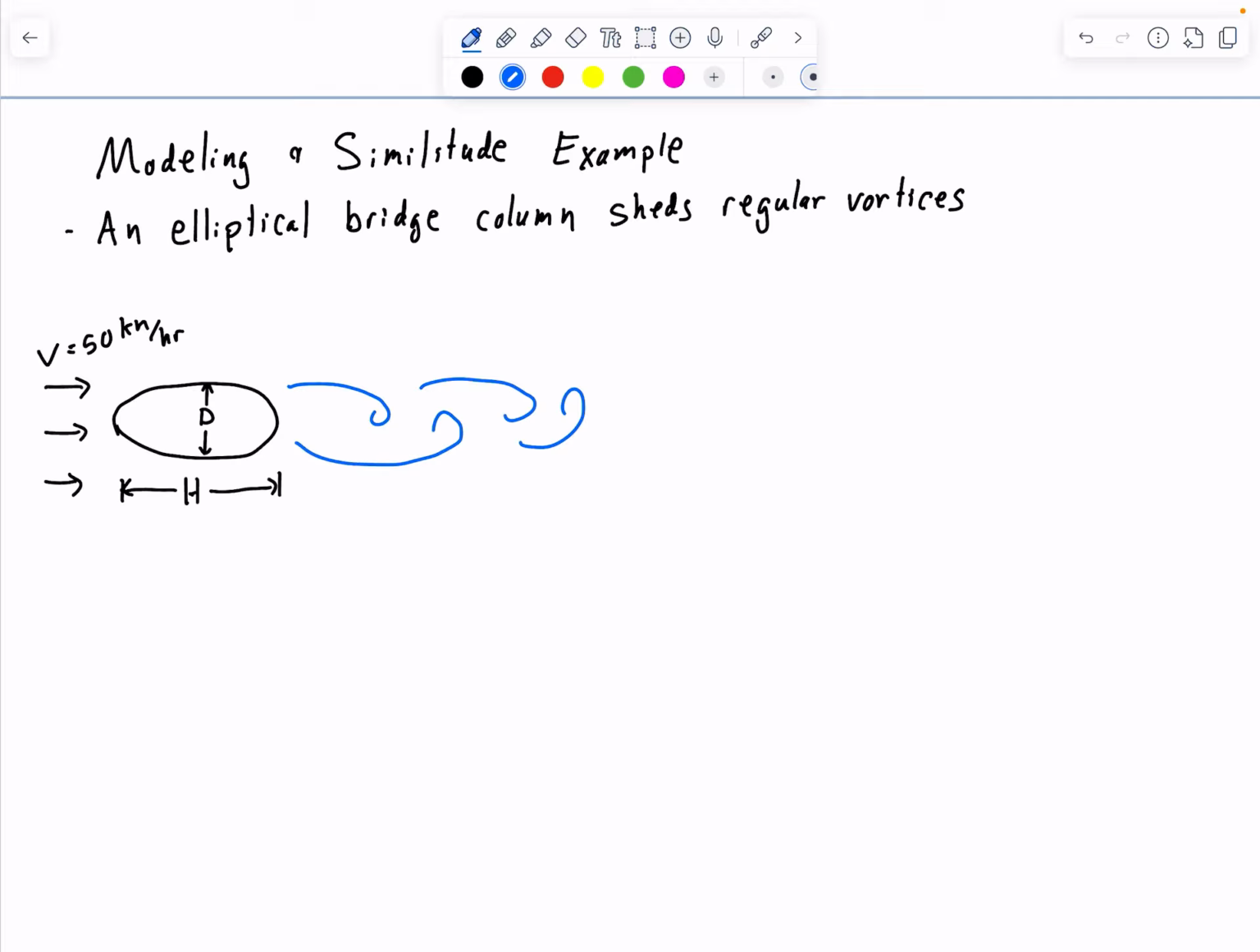We have this train of vortices, and this regular vortex pattern can impose this rhythmic sort of force profile on your bridge, and that can create damage to the bridge. So this can create harmful forces on the structure.